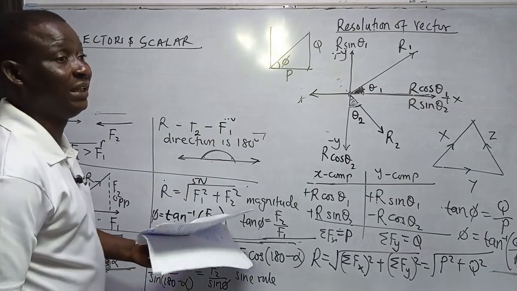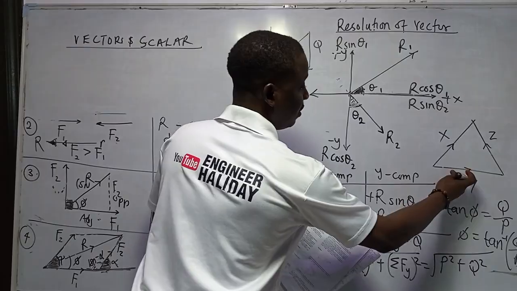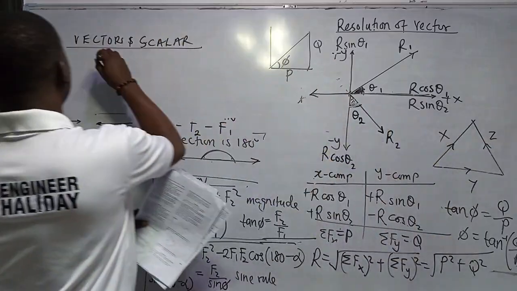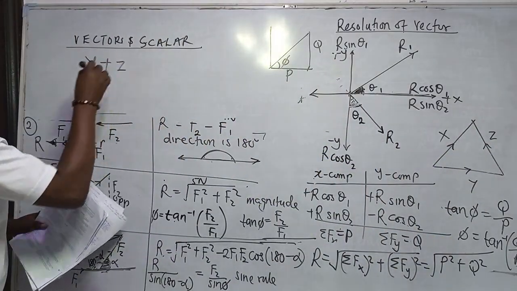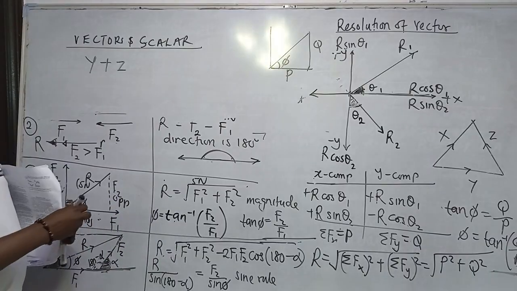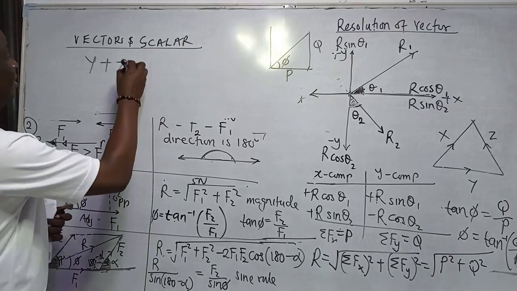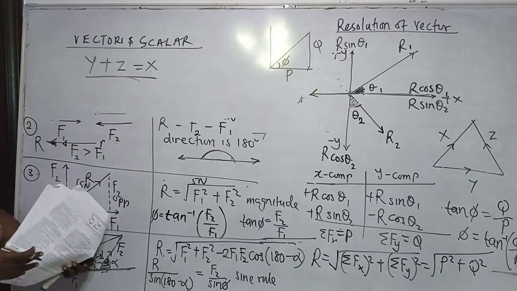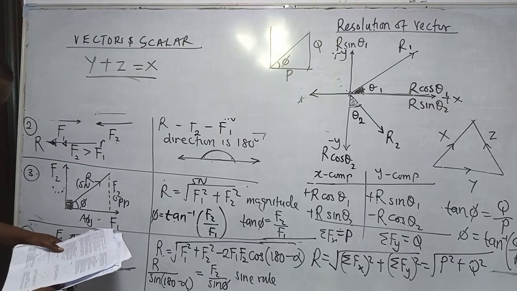Now, which ones are going in the same direction? Look at it. Y and Z. So it will be Y plus Z. Which one is going in the opposite direction? X. So this is your answer, except you now have it in a different way.